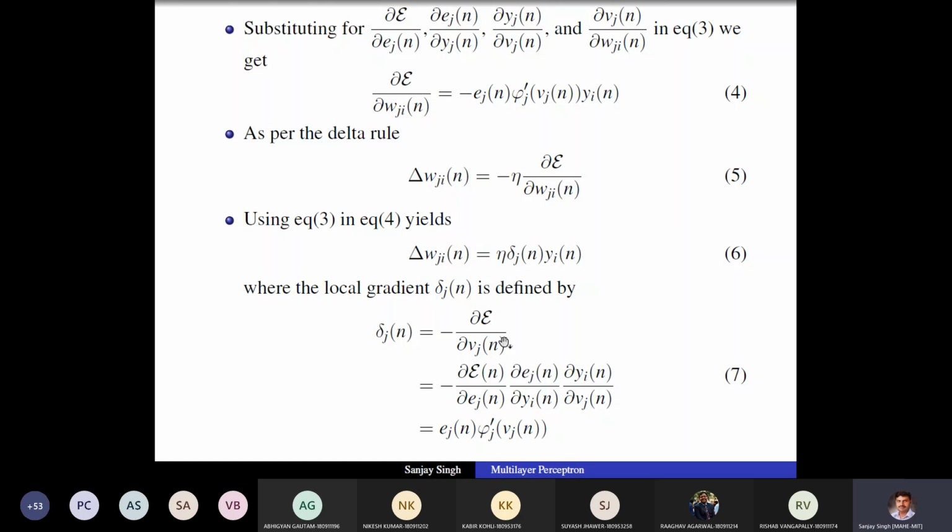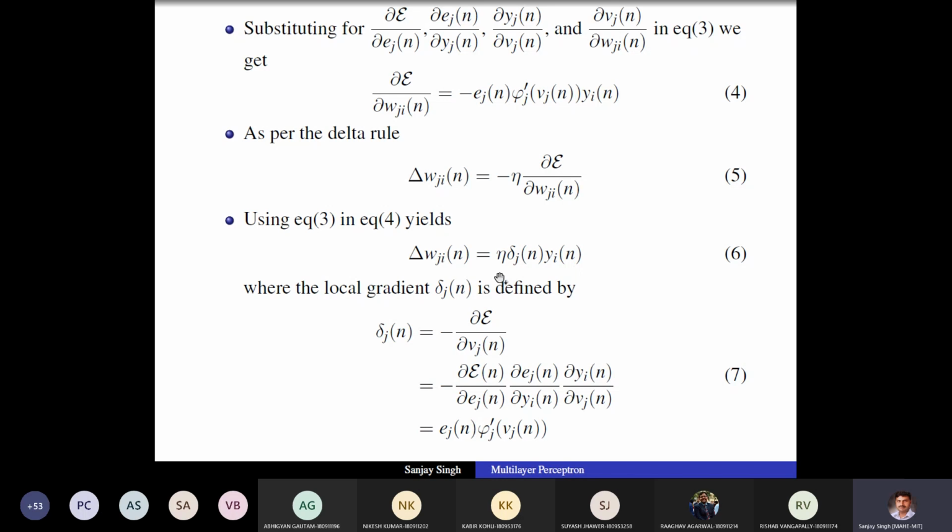So it is nothing confusing over there. Of course, E cannot be computed directly from Vj. We know that E depends on Ej and E depends on Y and Y depends on Vj. So all this computation you do further, and it is nothing but Ej φ prime j Vj. Effectively, instead of writing this part and this part everywhere, we will henceforth be writing delta j. So that's why your change in synaptic weight becomes eta times delta j yi.